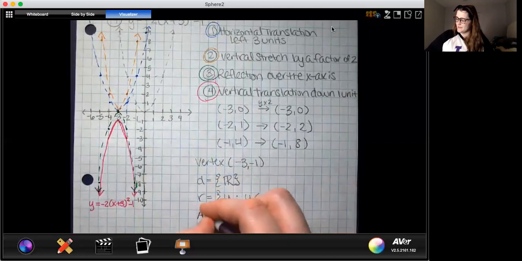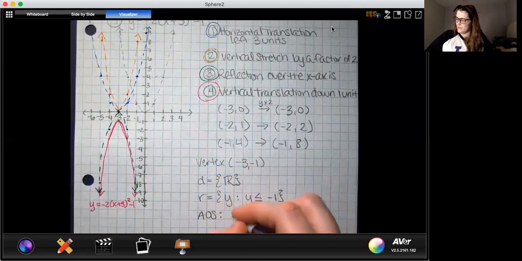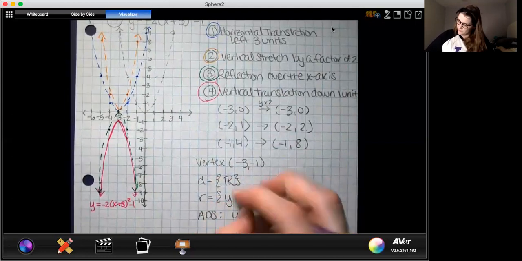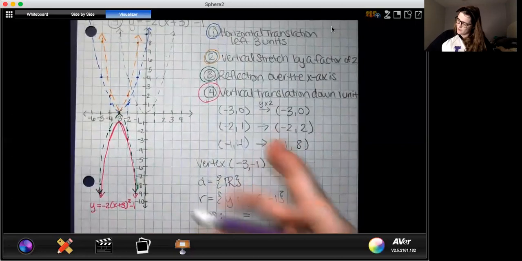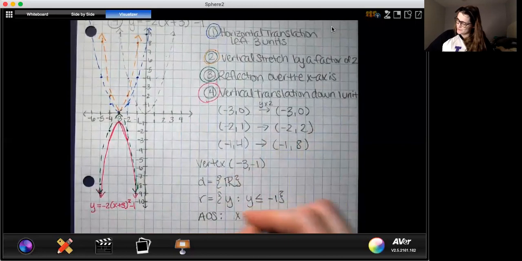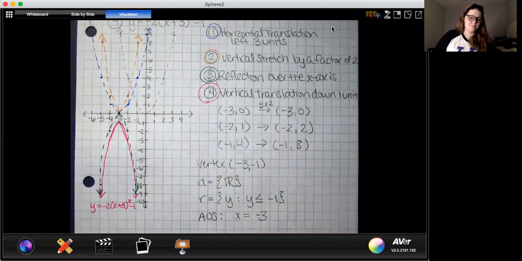And our axis of symmetry is, my apologies, let's start on the last one. x equals -3. Okay, we have one more to go.